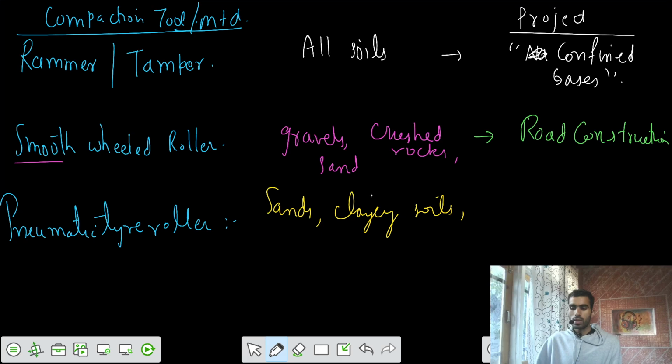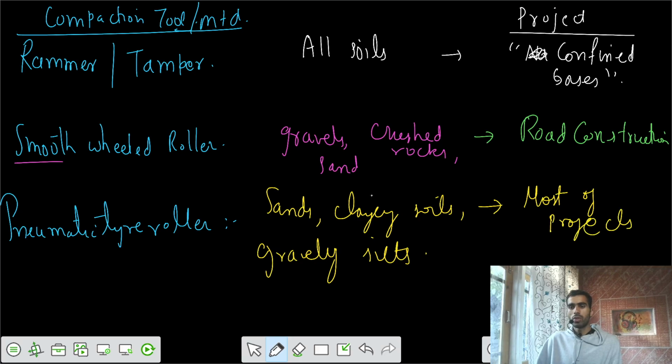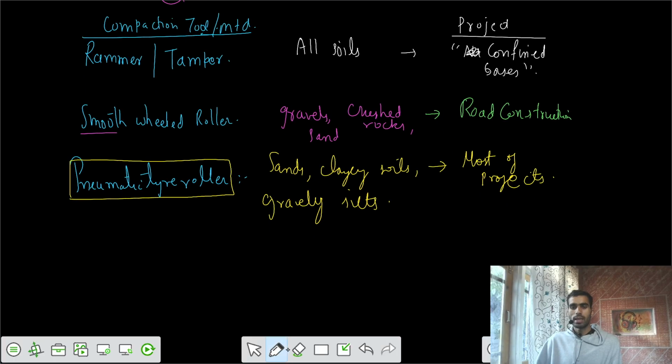Clay soils, crushed rock, gravelly silts. This is used for most of the construction projects. In general use, we can have these pneumatic tire rollers. You can see that this is used in most of the projects like embankments, dams, etc. So that's your pneumatic tire rollers.